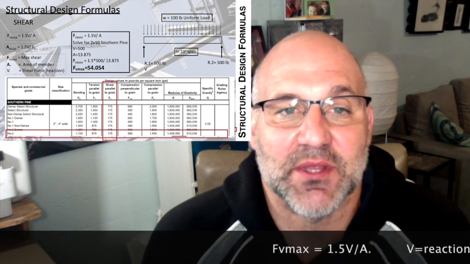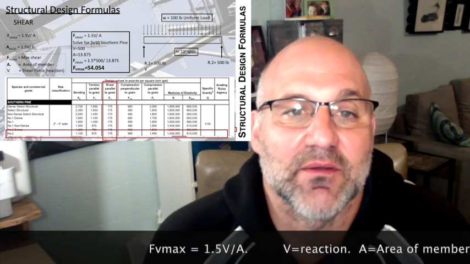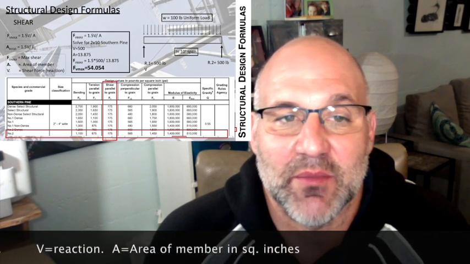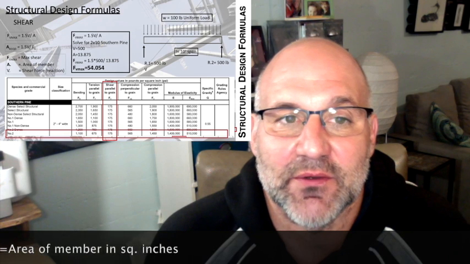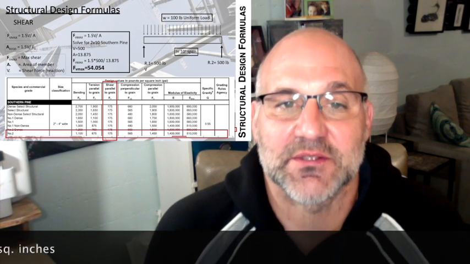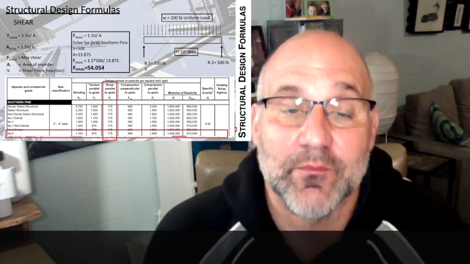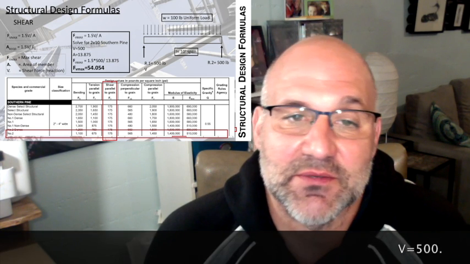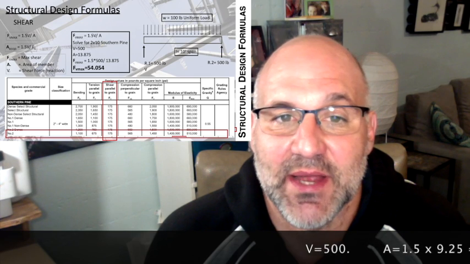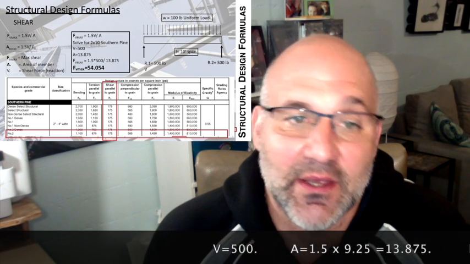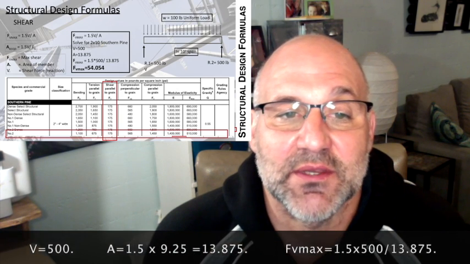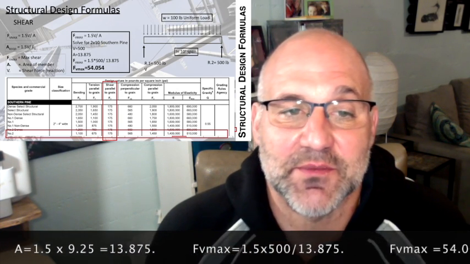And we basically just plug this into the formula. So we take the 1.5 V, and then we want to take the area of our member. What we had come up with for the other two, for deflection and for section modulus, was a 2x10 southern pine. So we figure out that area. A 2x10 is 1.5 inches by 9.25 inches high. If we multiply that together, that's our area. So that's 13.875 square inches.